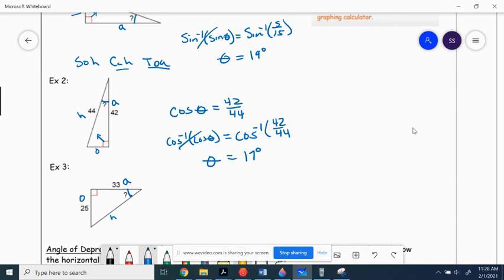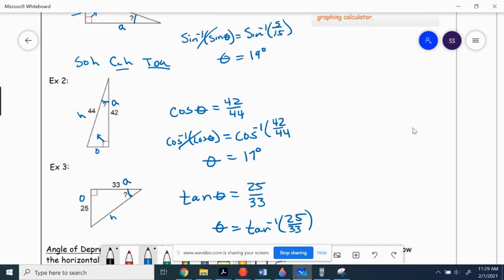So we're going to take the tangent of theta is equal to O over A, so 25 over 33. And now we just undo this. So we're going to do theta is equal to the inverse of tangent of 25 over 33.